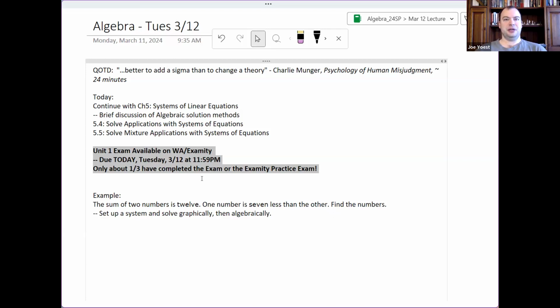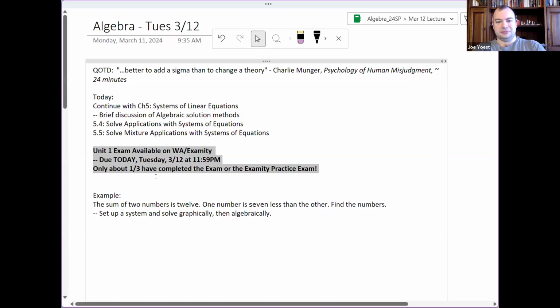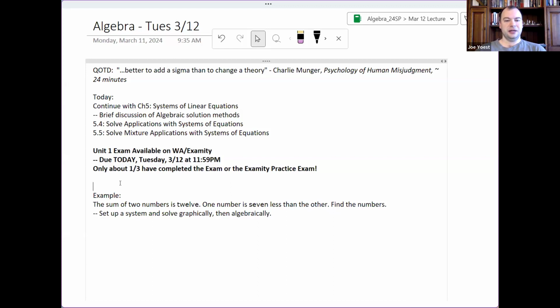And my advice for the exam was not to wait until the last day. There are no due date extensions. So if something goes wrong, waiting until the last day leaves you with very little margin on an assessment that's worth 15% of your grade. So that Unit 1 exam is due today. At this point, it's already last minute, so I would recommend not waiting much longer.